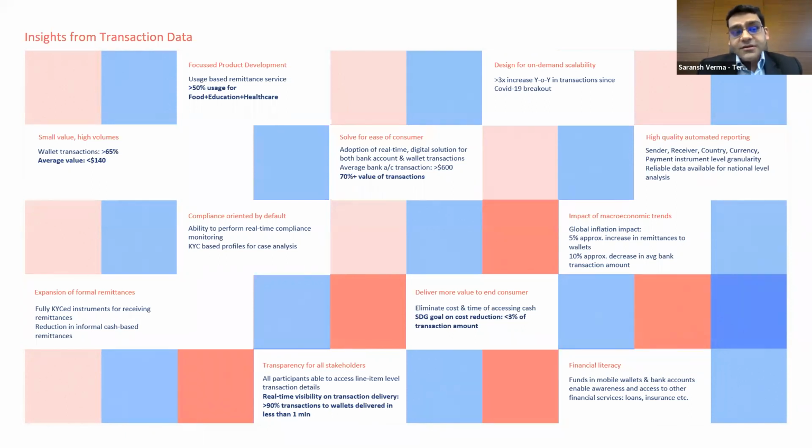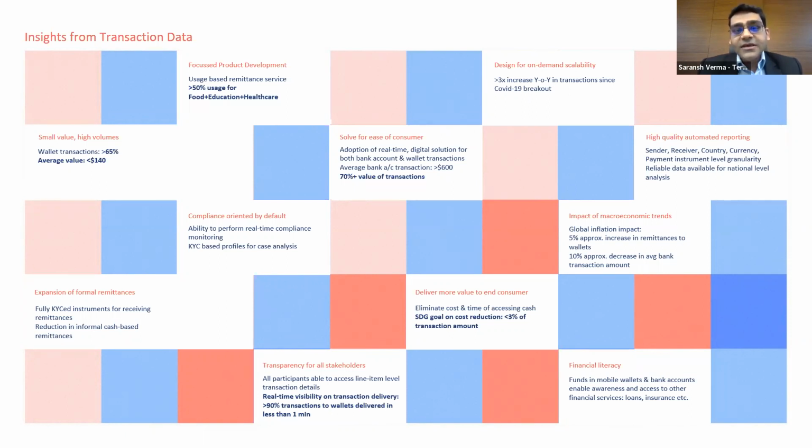What we also see here is that while the average value would be lesser, more than 65% of our transactions are wallet transactions. So individual remittances are preferred. Wallet transactions enable real time, as well as they eliminate the pain points of accessing cash, etc. Those have seen significant adoption. And so we design our products for small value but high volumes.